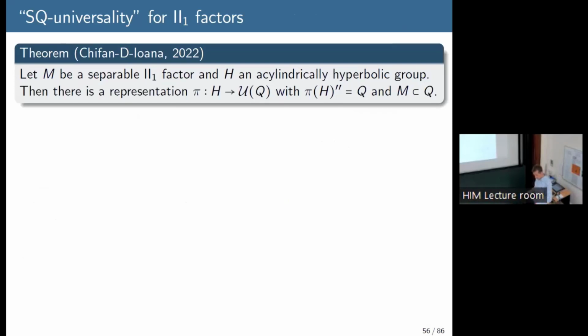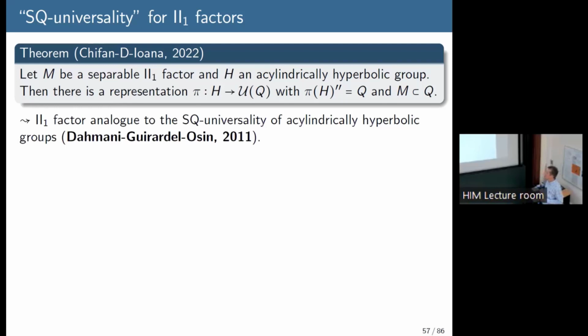Now let me also make a few more observations. What we are able to show is also that if M is an arbitrary separable II_1 factor, and if H is any hyperbolic group, or more generally an acylindrically hyperbolic group, then we can find a representation of H that will generate a II_1 factor that includes M. And this result can be seen again as an analog of the SQ-universality property for groups, and in particular it applies to acylindrically hyperbolic groups. It's showing that any II_1 factor can be embedded into a II_1 factor arising from a representation of the hyperbolic group.